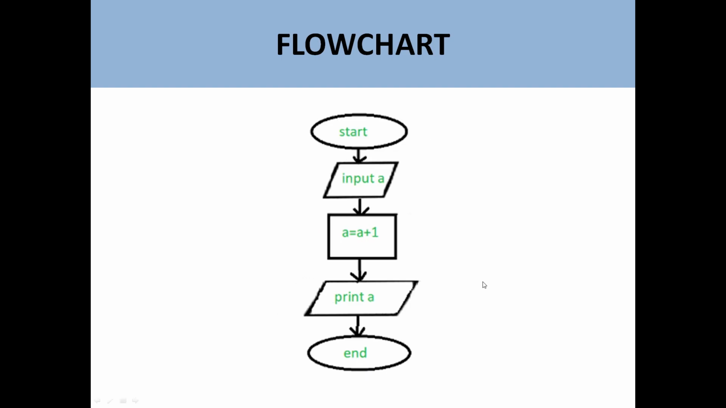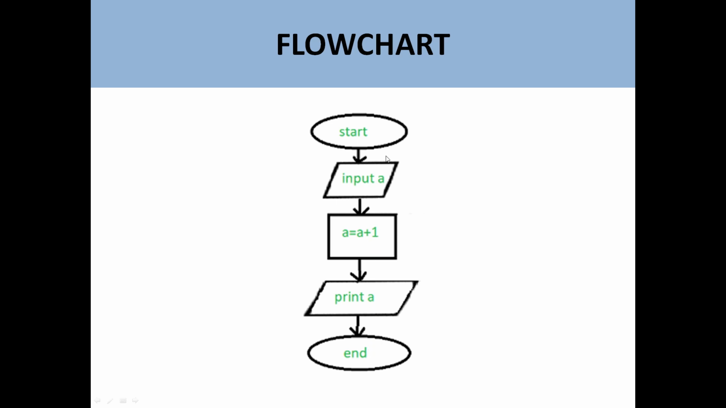Another simple example of a flowchart is that a computer program will start, it will take input a, and whatever you enter it will add 1, like a is equal to a plus 1. So if you enter 2, for example, then 2 plus 1 is 3, and then it will print a. That means if you have entered 2, it will print 3, and it will end.